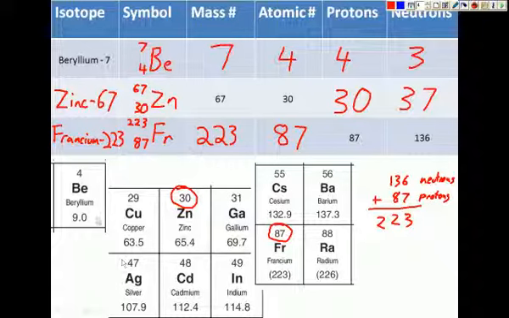Okay? Please remember that sometimes this number will be the same as this number, but not always. For example, beryllium 7, this says 9.0. Zinc is 67, this is 65. These numbers, they may be related, but they are not the same. The best way to calculate mass number is by taking protons and neutrons and adding them together.